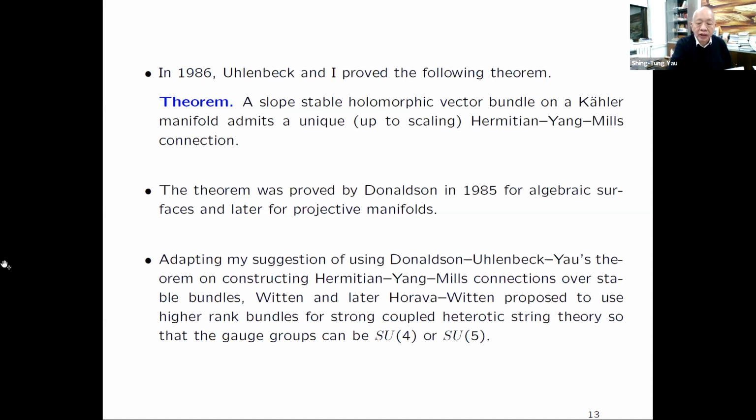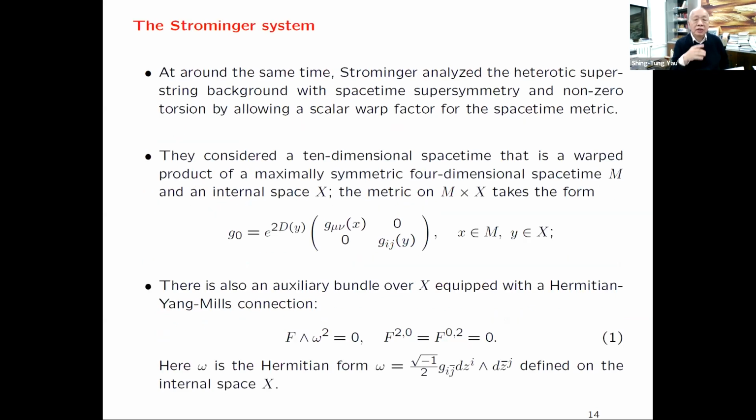And these are meaningful for them because they want to study the grand unified field theory with SU(4), SU(5) gauge group. At around the same time, Andy Strominger studied the heterotic superstring background with spacetime supersymmetry and non-zero torsion by allowing a warped product situation. So in the original setting by the four authors, they just take a trivial product. Here we take a warped product.